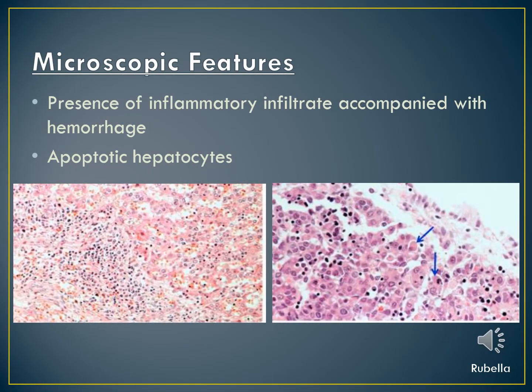Now I'll be explaining about the microscopic features. The microscopic features of rubella are presence of inflammatory infiltrate accompanied by hemorrhage, which can be seen in the diagram below, and also presence of apoptotic hepatocyte, which can be seen at the arrow pointed.